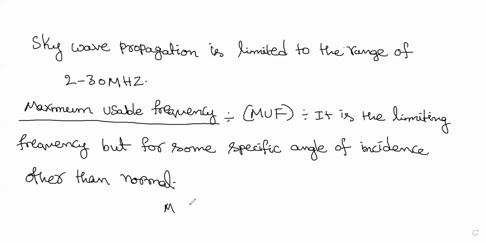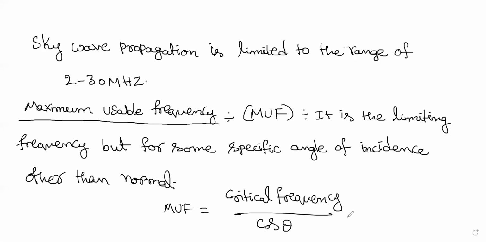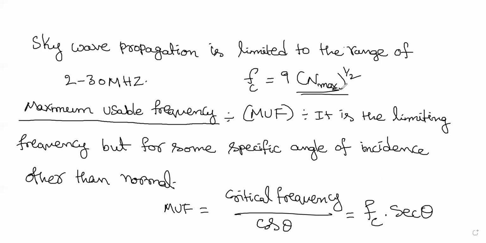MUF is given by critical frequency divided by cos theta. So that is given by fc into secant theta, where theta is some angle of incidence. Depending upon the angle of incidence, they will give some angle of incidence, and from that we first calculate critical frequency. Critical frequency is calculated from the equation 9 into N max whole power half. N max means number density of the electrons in that ionosphere. Okay, clear?